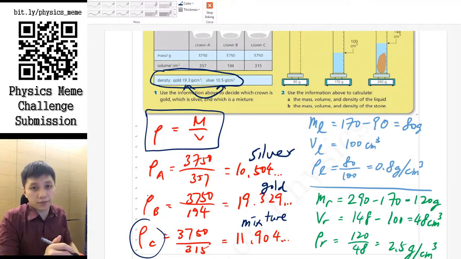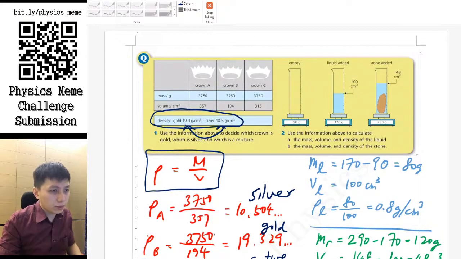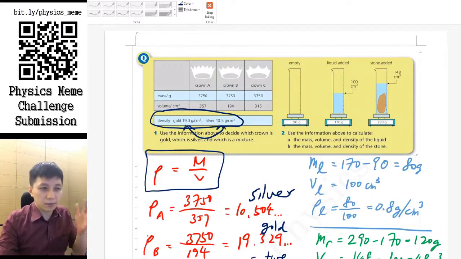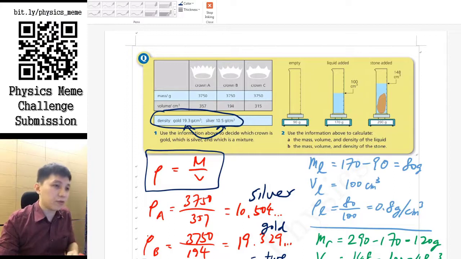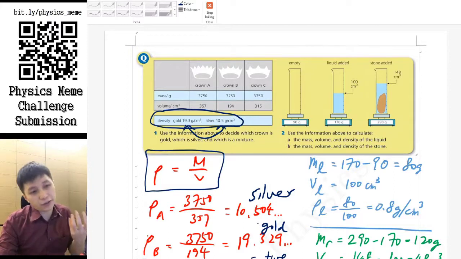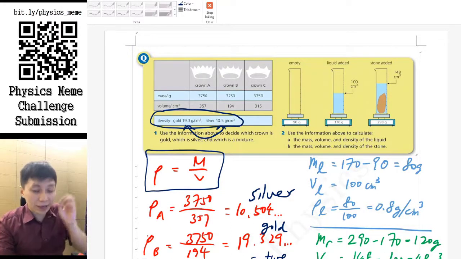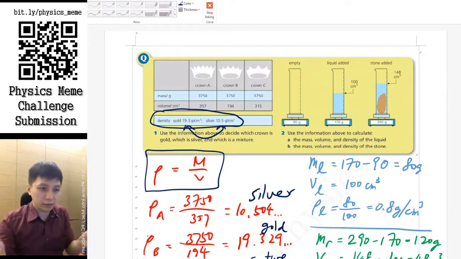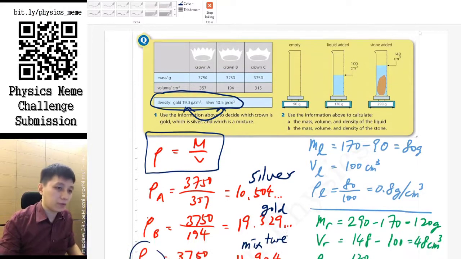Question number 2 is similar to what you did in the previous video about how you can calculate the density. Remember, you cannot measure density directly. You can only calculate density because there's no machine or instrument to measure density directly. So you can only do it by measuring the mass and the volume first.